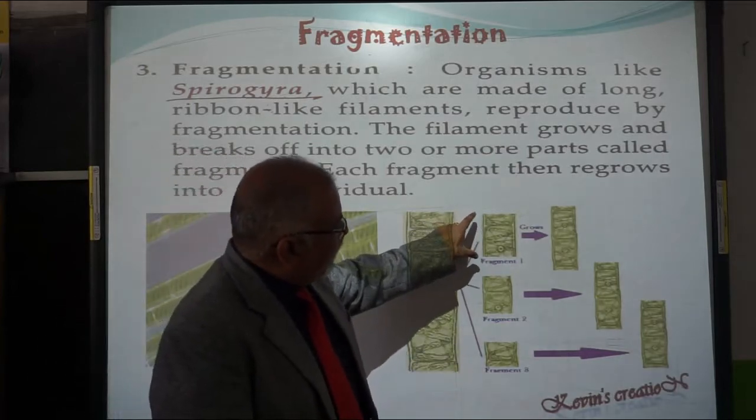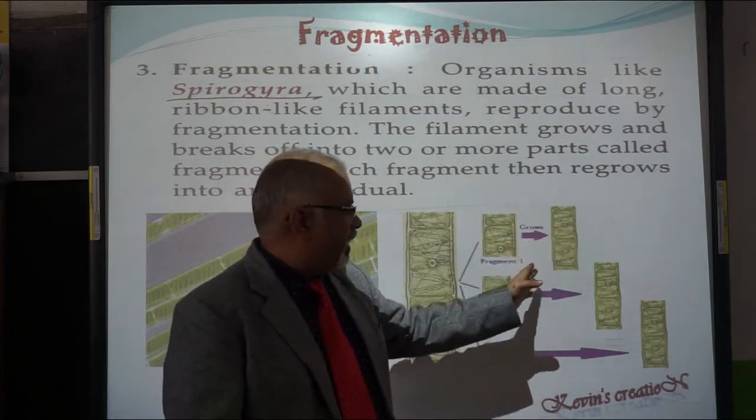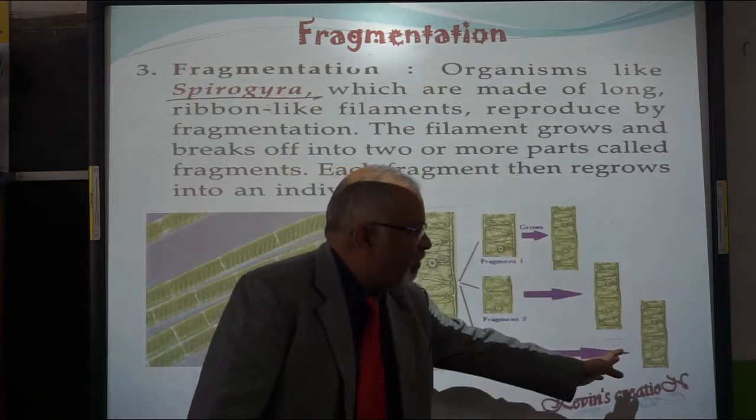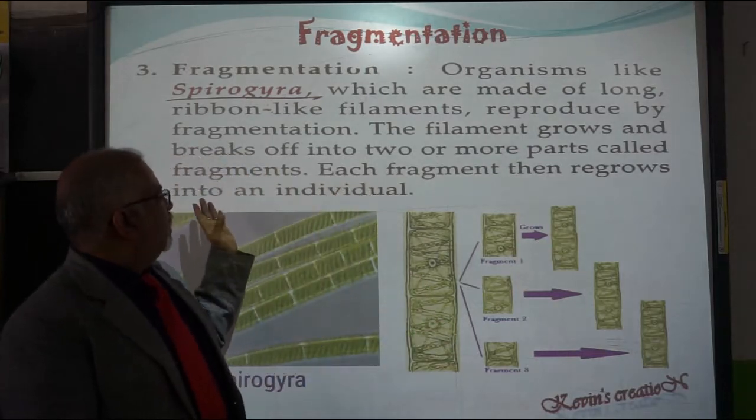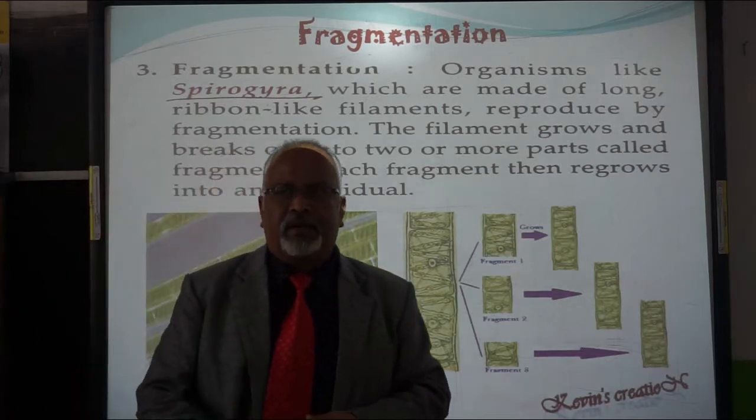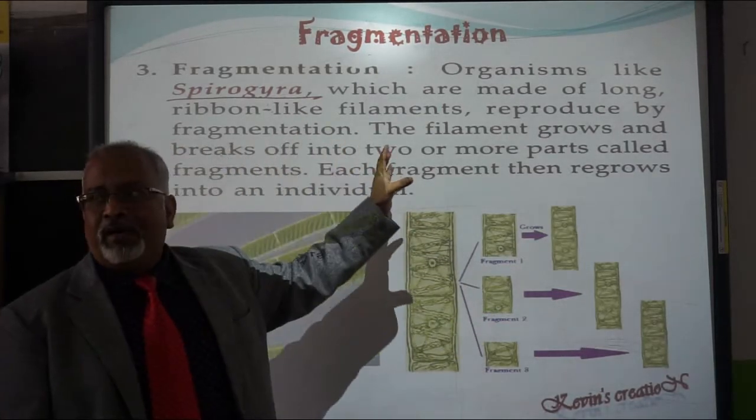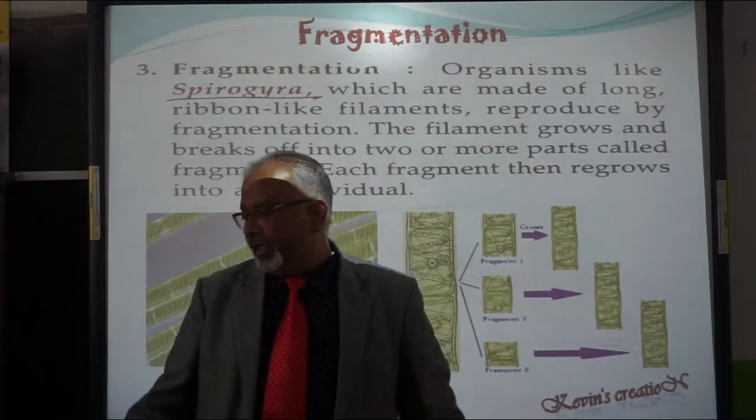Now you see this one, earlier it was this small. Now again it grows into a mature Spirogyra, the second one also, and the third filament also. So in the same way each fragment regrows into an individual. So that's how you can see how one organism develops into 3.